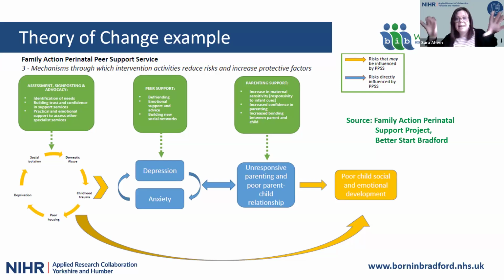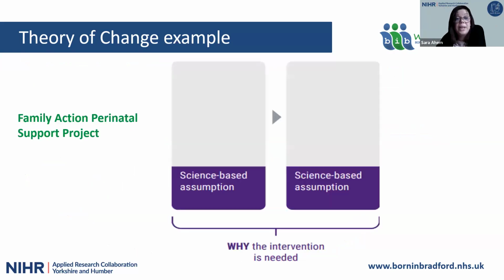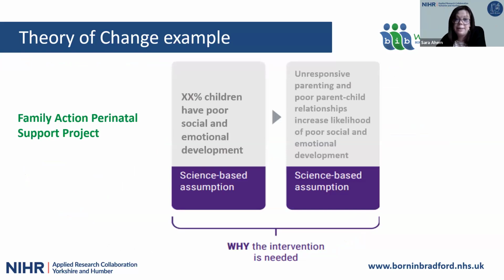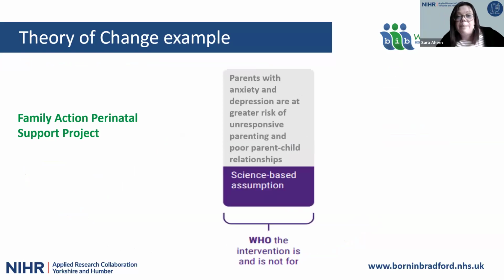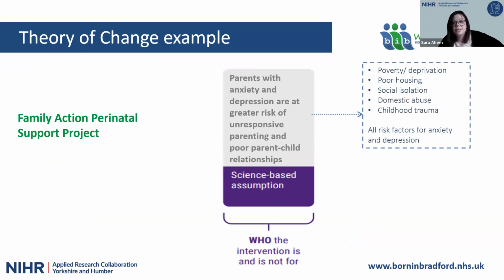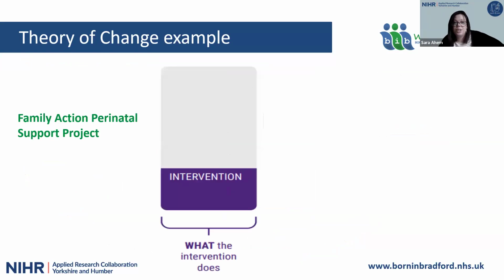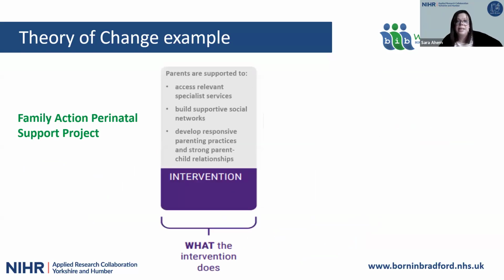So it's really clear how all of these pieces fit together, and it's a really nice visual theory of change, but it can easily be put back into that linear structure. So we've got X proportion of children have poor social and emotional development, unresponsive parenting and poor parent-child relationships increase the likelihood of that, and parents with anxiety and depression are most at risk of that unresponsive parenting and poor parent-child relationships. So you can add that detail in that's in the visual one, but it's not necessary.